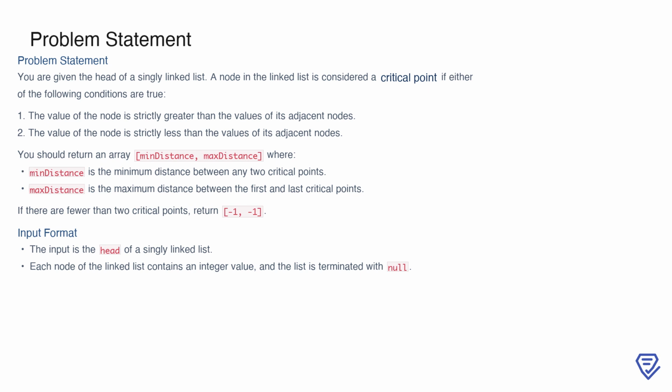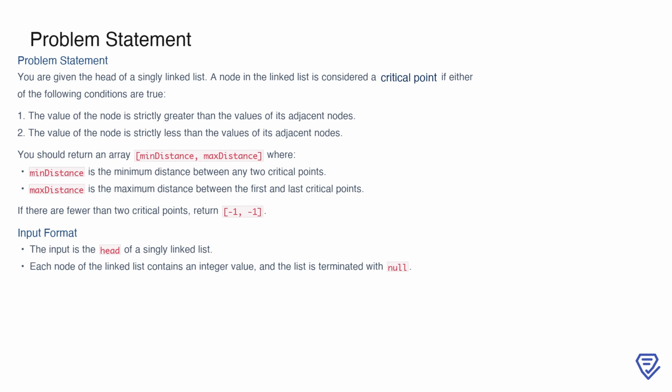The first is min distance, which is the smallest distance between any two critical points, and the second is max distance, which is the distance between the first and the last critical points in the list. If there are fewer than two critical points, we should return -1, -1 as the result.